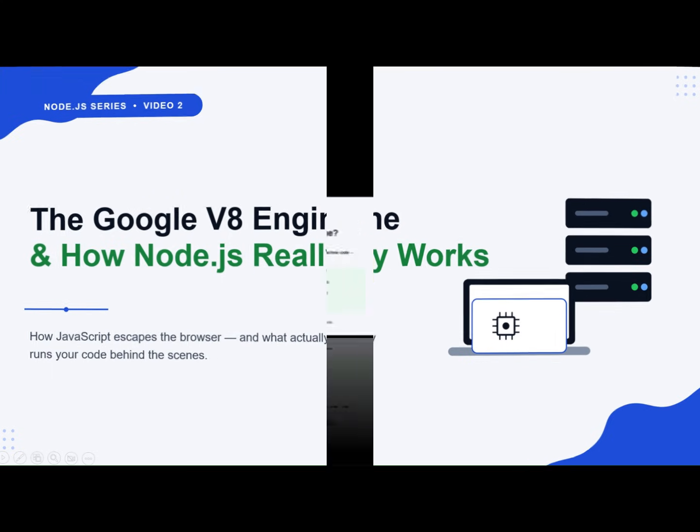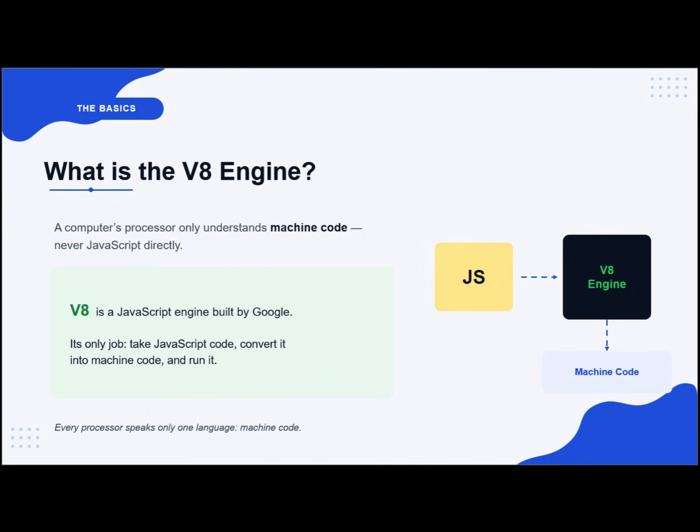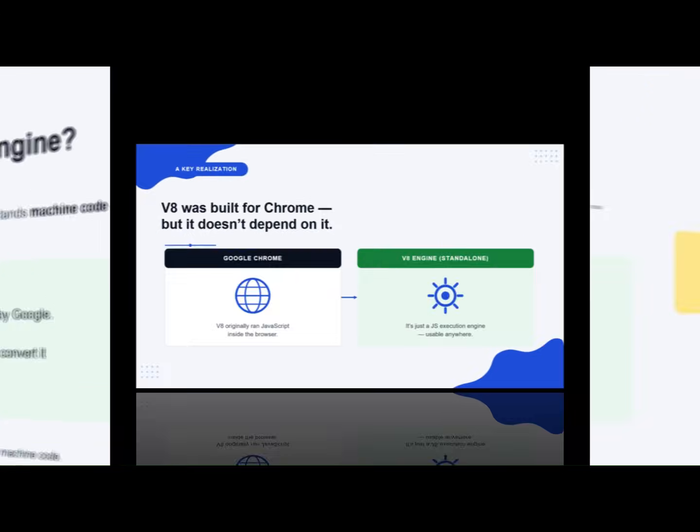So let's start with the basics. Every computer's processor only understands one language, that is machine code. It doesn't understand JavaScript, Python, or any other programming language directly. So, when you write a program in any programming language, something needs to translate that code into machine code so that the computer can actually understand. That's exactly what the V8 engine does. V8 is simply a JavaScript engine developed by Google. In simple terms, it is a program whose only job is to take your JavaScript code and execute it by converting it into machine code.